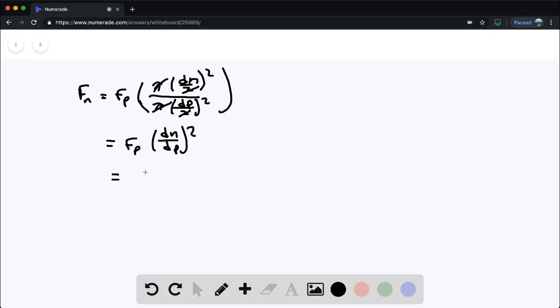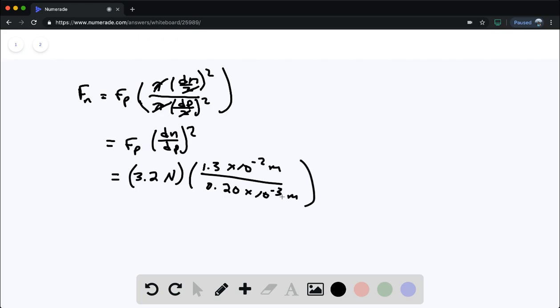We can just plug in numbers we're given. 3.2 newtons. And just making sure we're consistent with units here, converting things to meters instead of millimeters and centimeters. So you should get an answer of about 7.6 times 10 to the minus 4 newtons. Just reporting our answer in terms of 2 significant digits.